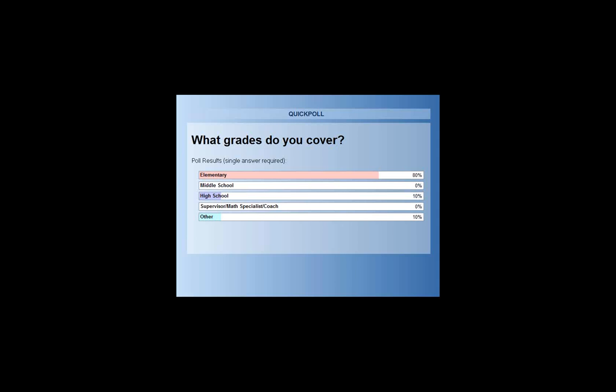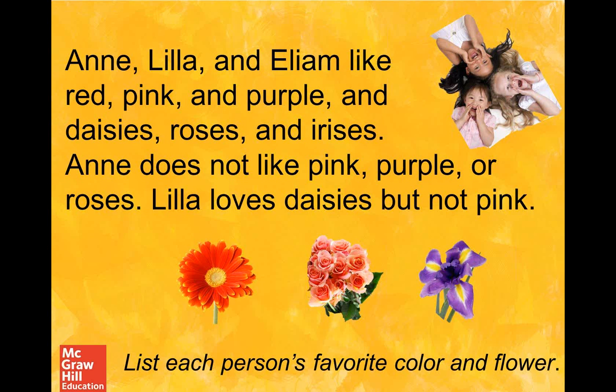And I'm going to ask you to use the chat in a moment to share with us what your thoughts are. Here's a problem. It's a kind of multi-step logic problem that children might encounter. Anne, Lila, and Ilium like red, pink, and purple, and daisies, roses, and irises. Anne does not like pink, purple, or roses, and Lila loves daisies, but not pink. Can you list each person's favorite color and flower?